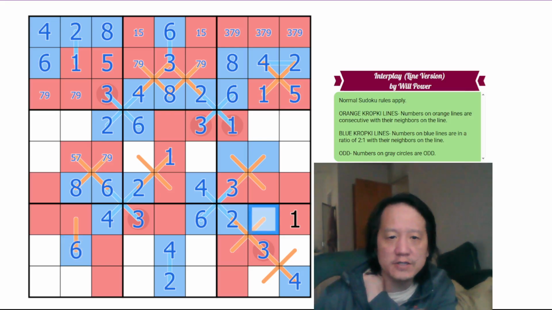This has to be 8. It's the last even digit in row 7. This has to be 4. It's the last even digit in column 7. This could be 2 or 6.